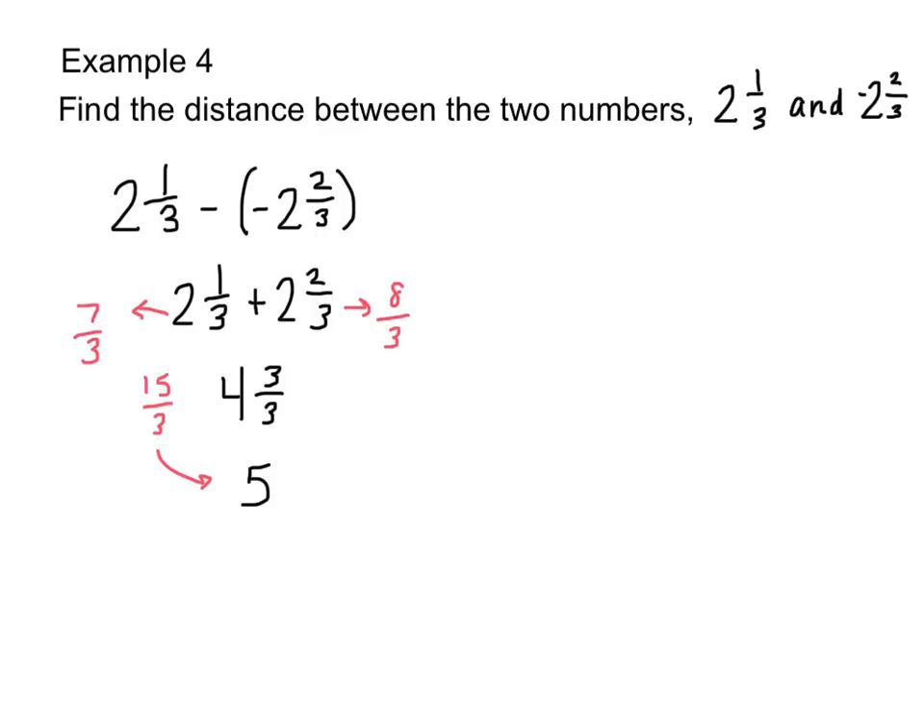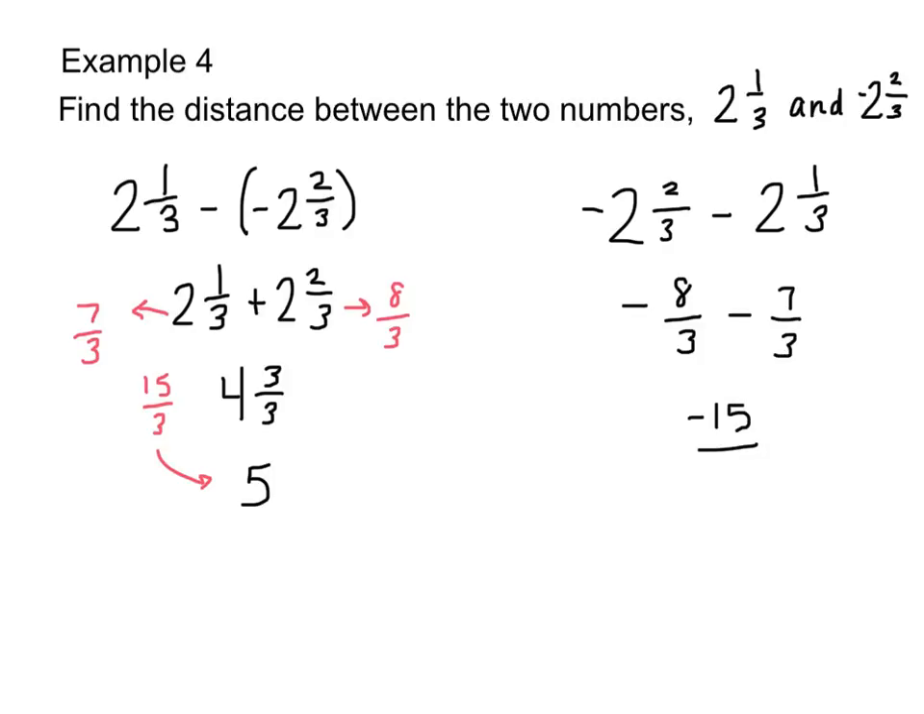But let's say you didn't take 2 1/3 minus 2 2/3. You switched them around: negative 2 2/3 minus 2 1/3. Let's try this. I'm going to change them: 3 times 2 is 6 plus 2 is negative 8/3, minus 3 times 2 plus 1 is negative 7/3. They're the same sign, so we're going to add them together. Negative 8 and a negative 7 give me a negative 15. So that gives me negative 15/3, and that gives me negative 5.